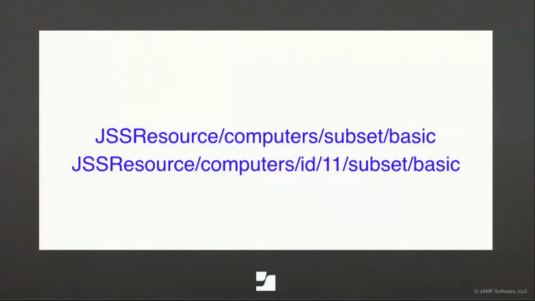We use that if the network were to go down, the SCCM server were to go down, or the JSS server, the proxy service can pick up and resume exactly where it left off, so it's not missing any computers or mobile devices that have been updated during that time. The usage is the endpoint, subset basic, or if you're getting a specific computer, you do ID of the computer, and then subset basic.